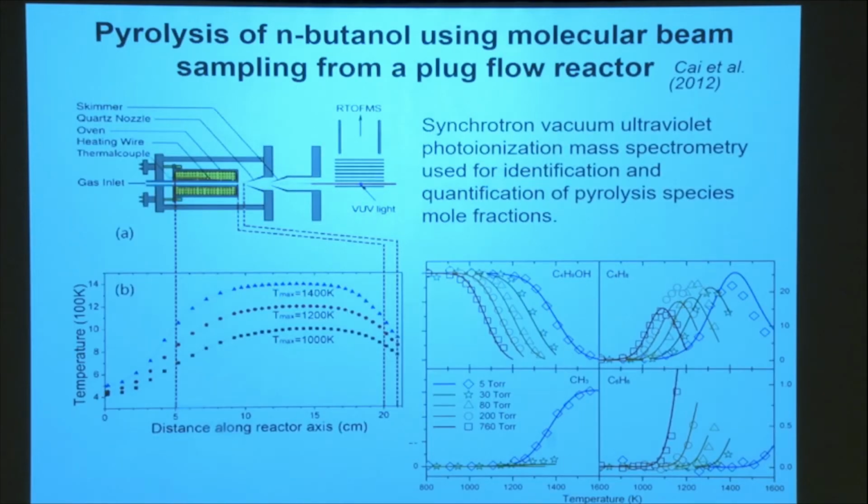This is a much more up-to-date example of a plug flow reactor, where here we're using synchrotron photoionization mass spectrometry for looking at pyrolysis species that are produced in the pyrolysis of n-butanol. Okay, so we've got a plug flow reactor here, and then again sampling into a mass spectrometer. And this is giving us quite detailed information on concentrations as a function of temperature from this flow reactor. So that's partly used to back out rate constants, but it could also be used to validate chemical mechanisms.